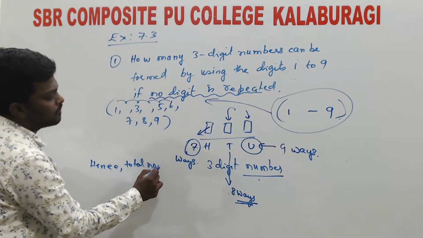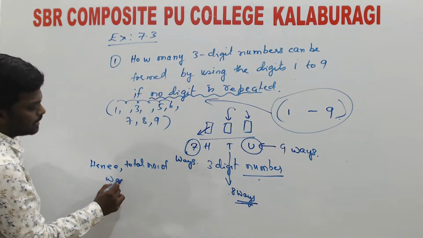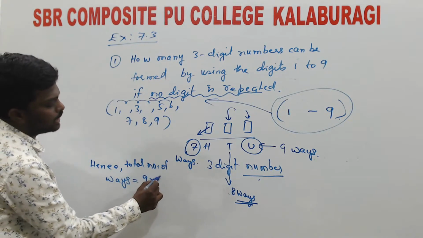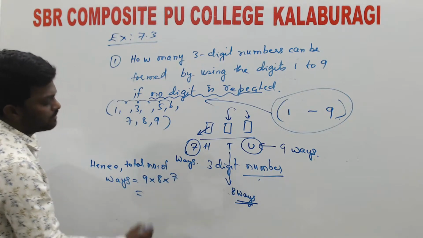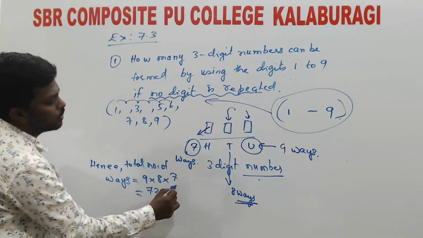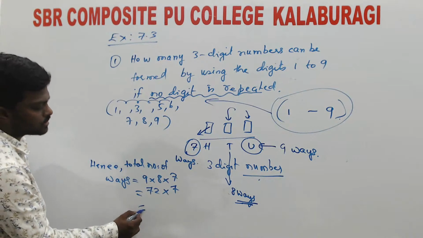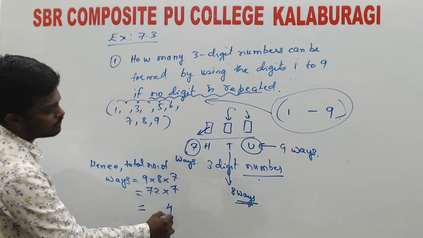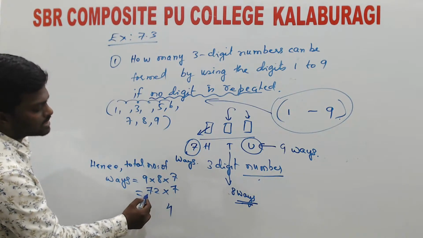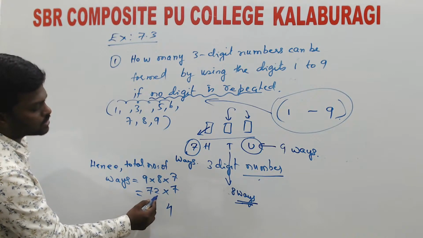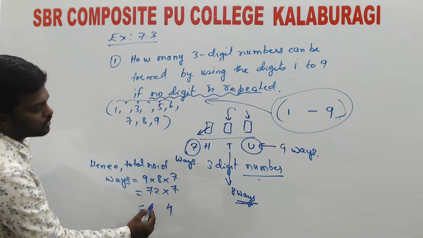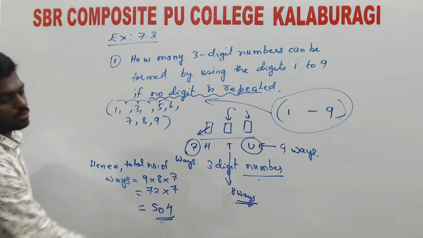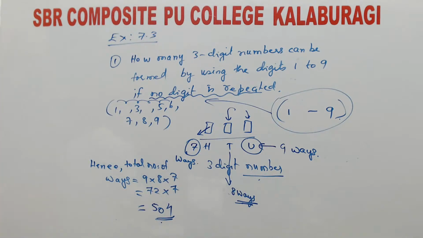So hence, the total number of ways is equal to 9 into 8 into 7. 9 8s are 72, into 7, right, students? 7 2s are 14, one carry, 7 7s are 49, so 504. 504 is the number of words that you get.